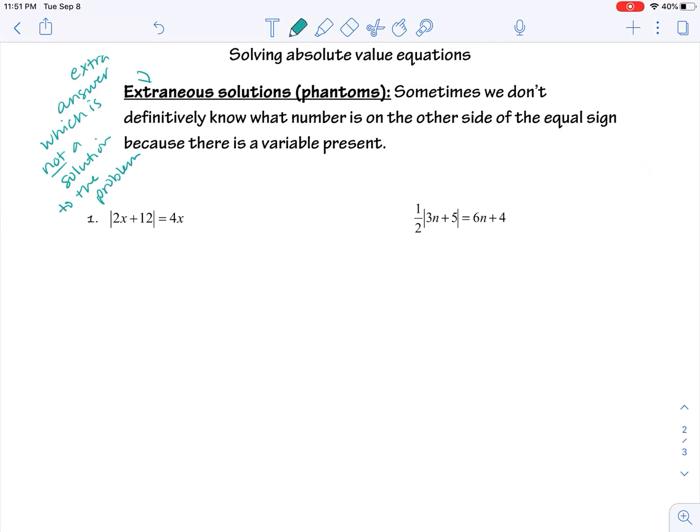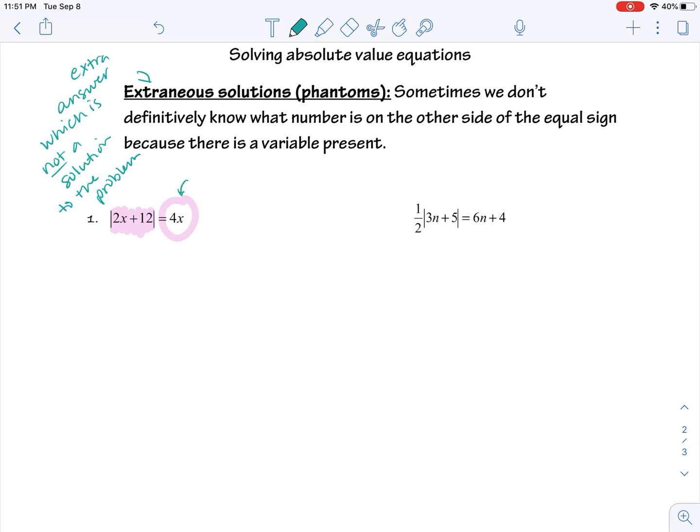So here we go. Step 1, isolate your absolute value. Great. Step 2, check to see if this other side of the equal sign is positive or 0. And we don't know what it is, so we have to solve it and check it at the end. So what we're going to do is exactly what we did before. We're going to just use this expression.